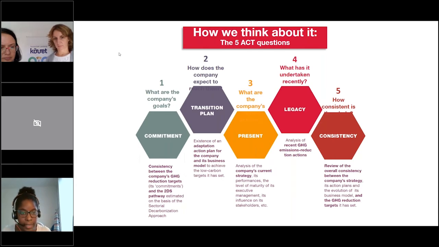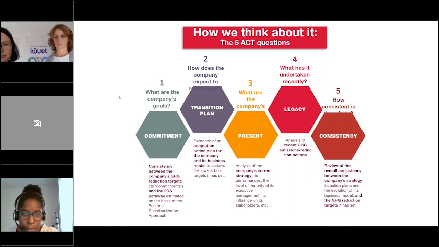The second question is, how does the company plan to do it? That is the transition plan part. So this is a phase to implement the reduction actions designed. The third question is, what is the company doing now, and is it aligned with its future commitments or not? And the fourth question is, what has the company already done? So we also need to go into the past to see what is done now and what has already been done, to see the consistency of the approach.